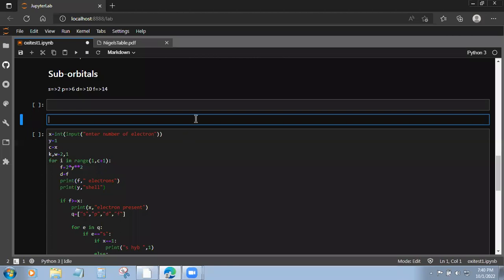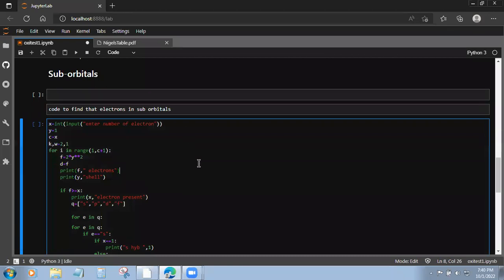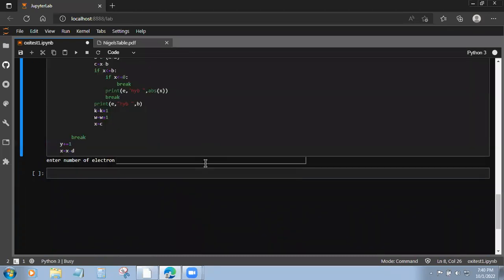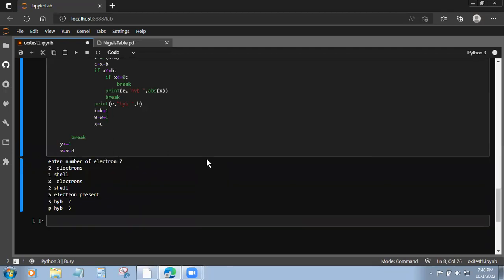So here I made a code to find out the suborbitals in which electrons are present. So this is the code to find electrons in suborbitals. Okay. Now I am running this program. So again, in my case, it's 7. And you can see that the 5 electrons are present as 2 in s and 3 in p orbitals.